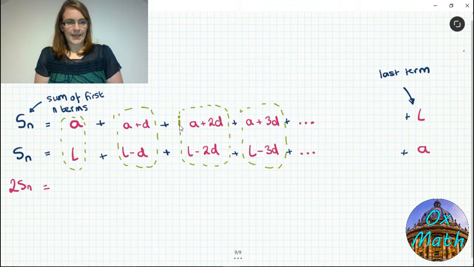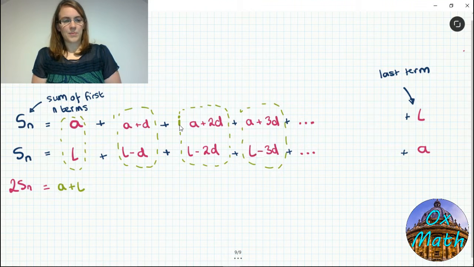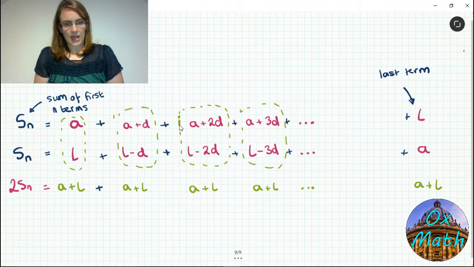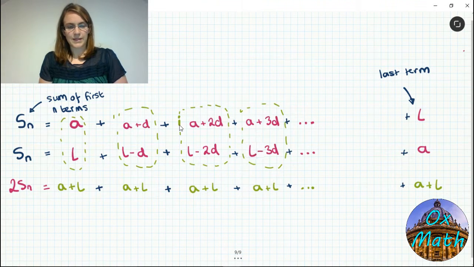So A add L is A plus L. A plus D plus L minus D: the plus D and minus D cancel out, so we're left with A plus L. In our third pair of terms, the plus 2D and minus 2D cancel out, again leaving us with A plus L. Same thing would happen in our fourth term, all the way to our final terms, which again are just A plus L. So don't forget we are actually adding all these together. But hopefully you can see that every single term is the same.